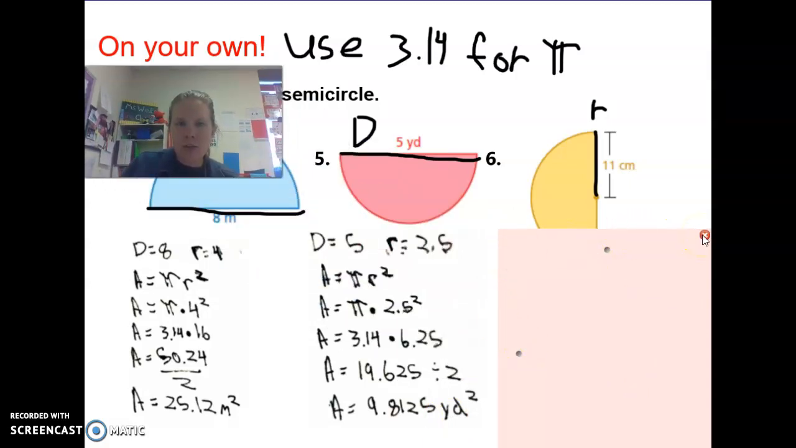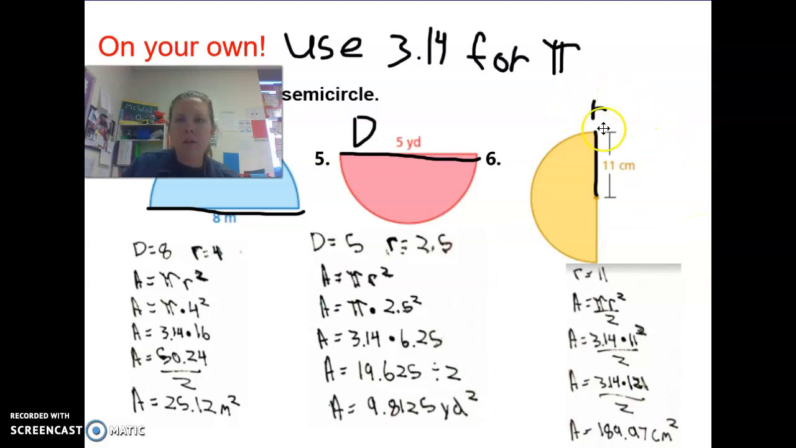And then your last one, your semicircle over here, this is the only one where you got a radius, so you don't have to worry about finding the radius. The radius right here is 11. So plugging in, this time I used this formula. Again, it's the same thing, just using every step at the same time. So plugging in 3.14 for pi, multiplying by 11, making sure to square that 11, and dividing by 2.